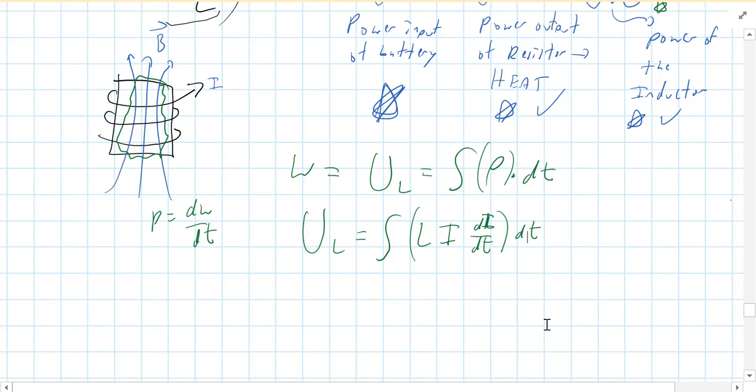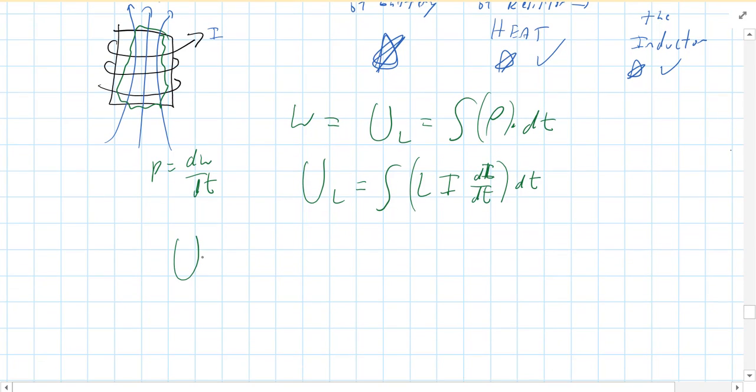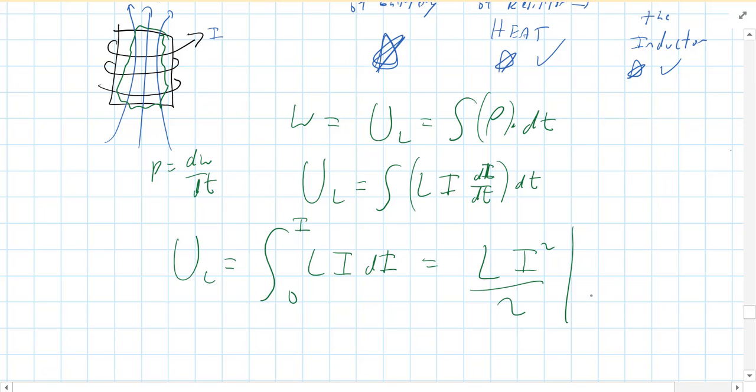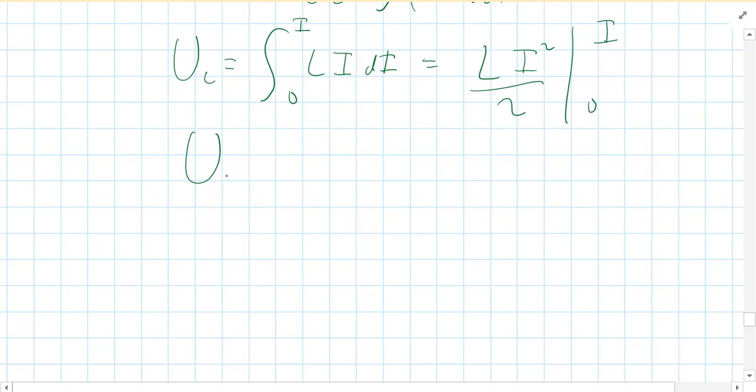So what do you notice happens to dt? Well, it cancels. So U sub L is equal to the integral of L i di. Well, what are we integrating? Well, we're integrating the current in this case. The current goes from 0 to some value later on. So you end up with L, and then what's the integral of i di? Well, it's i squared over 2, and you evaluate that from 0 to I, and therefore the potential energy stored in an inductor is 1/2 L i squared.